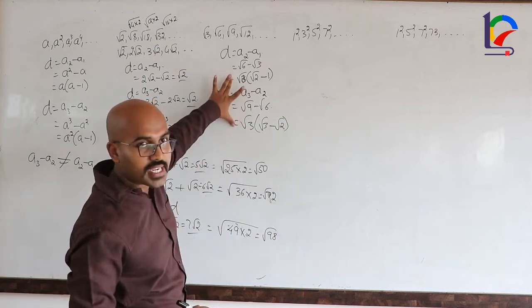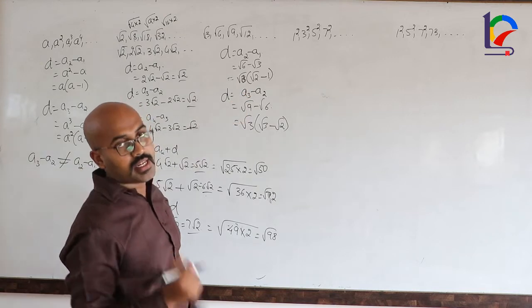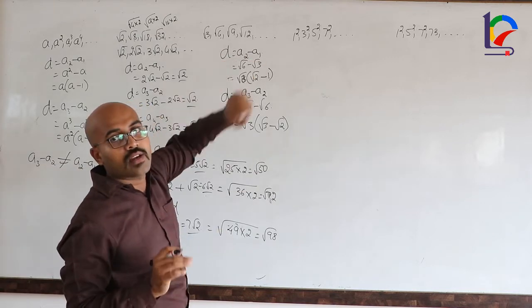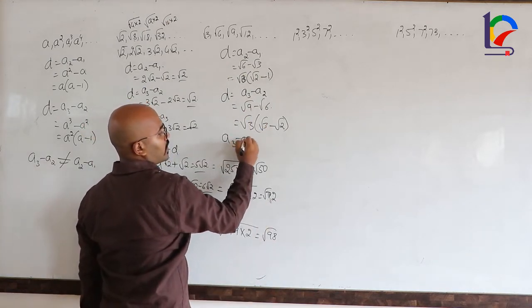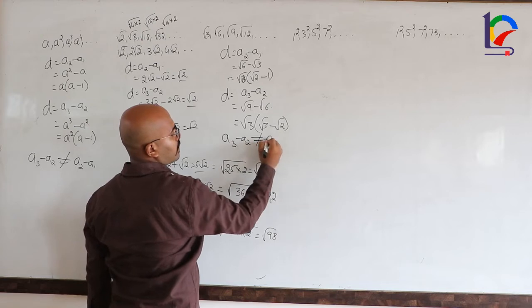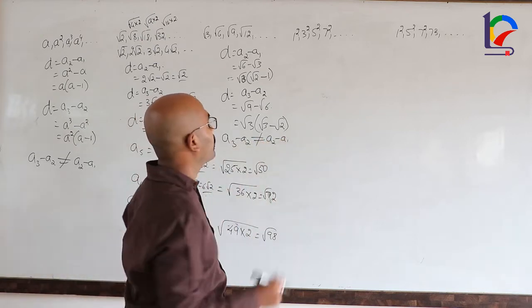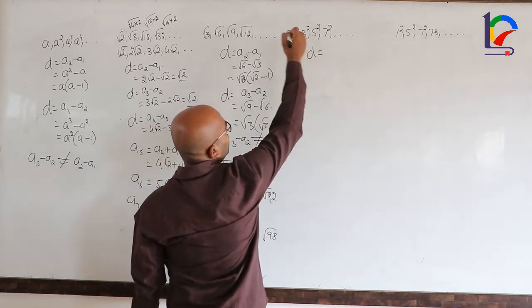If I see in both the cases, the common differences are not the same. Hence, the sequence will not form an AP. So a3 minus a2 is not equal to a2 minus a1. So next, a2 minus a1.